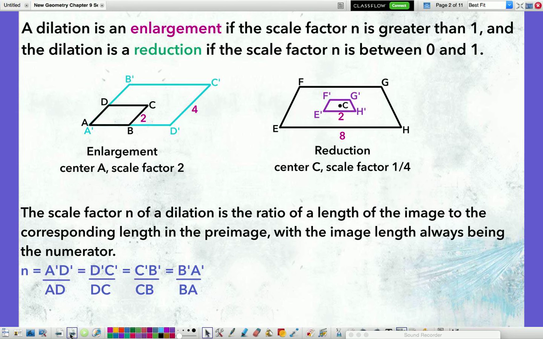A dilation is an enlargement if the scale factor n is greater than 1. So your shape's going to get bigger if it's greater than 1. A dilation is a reduction if the scale factor is between 0 and 1, hence a fraction or a decimal. We set it up as a scale factor just like we would when we set up scale factors for anything else.